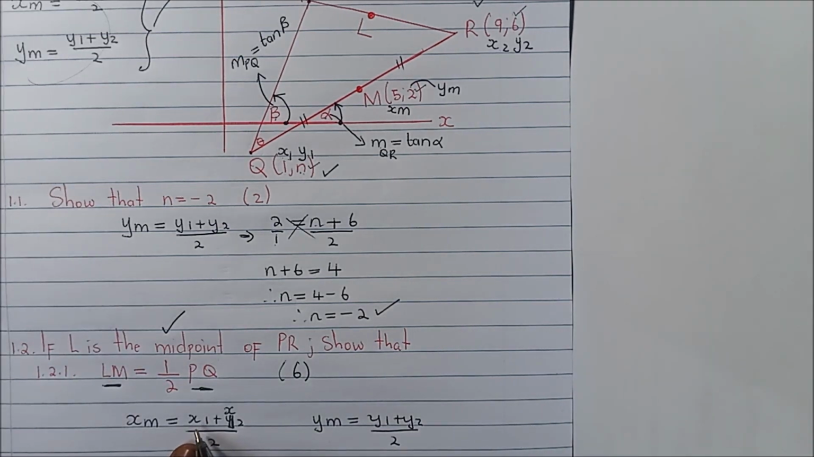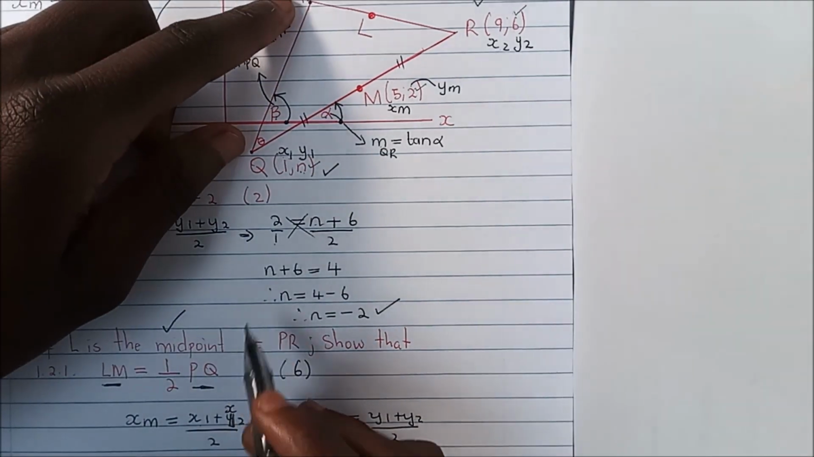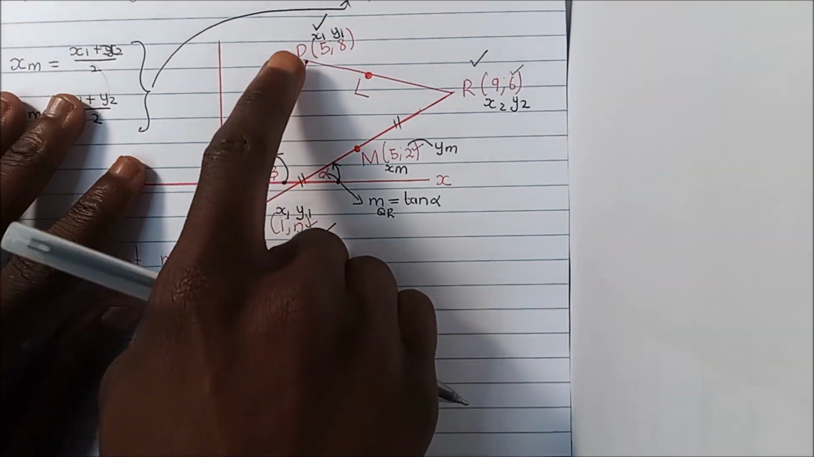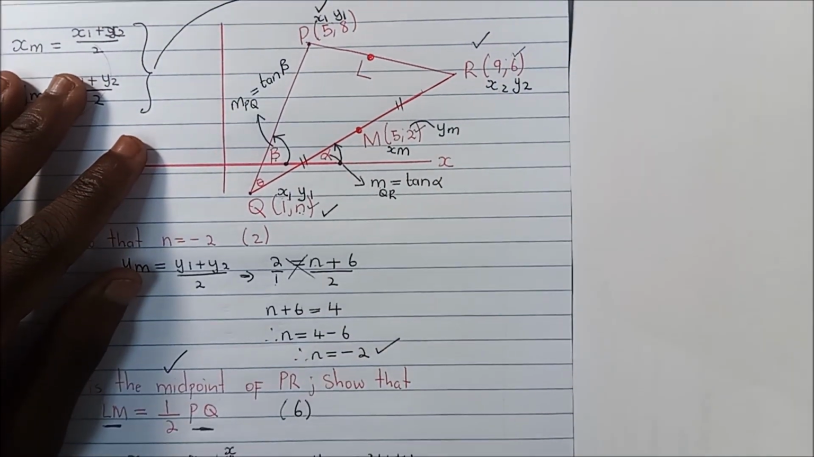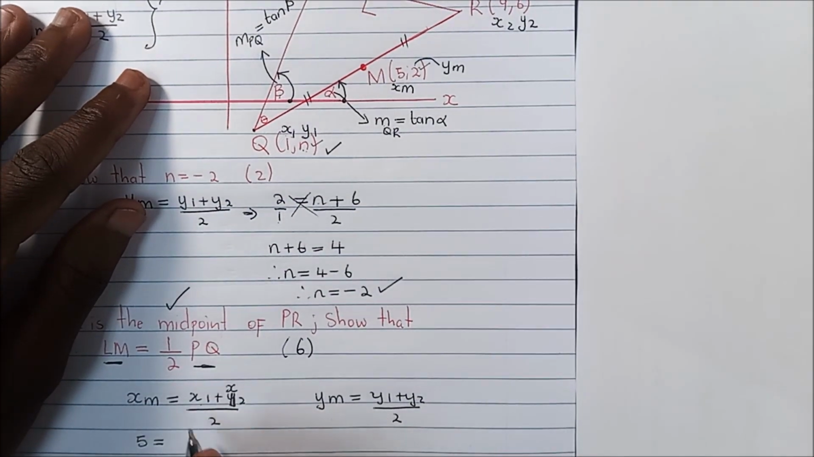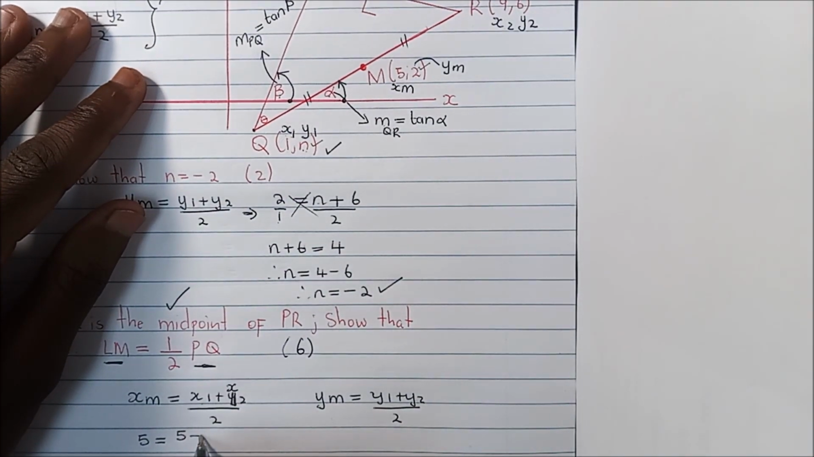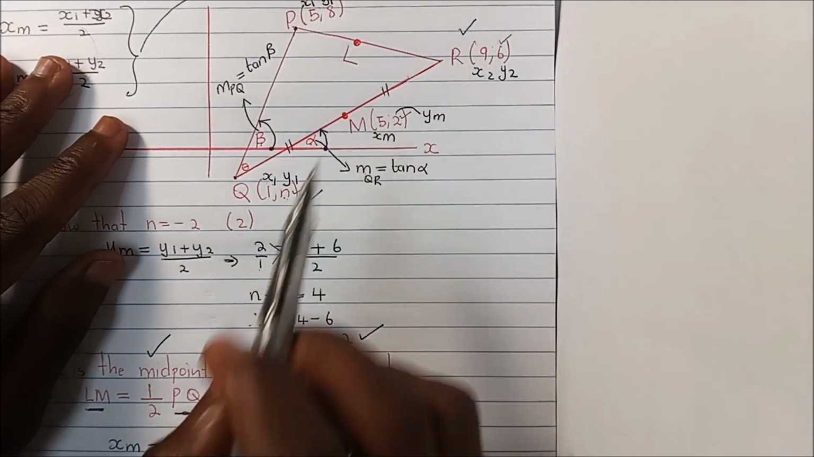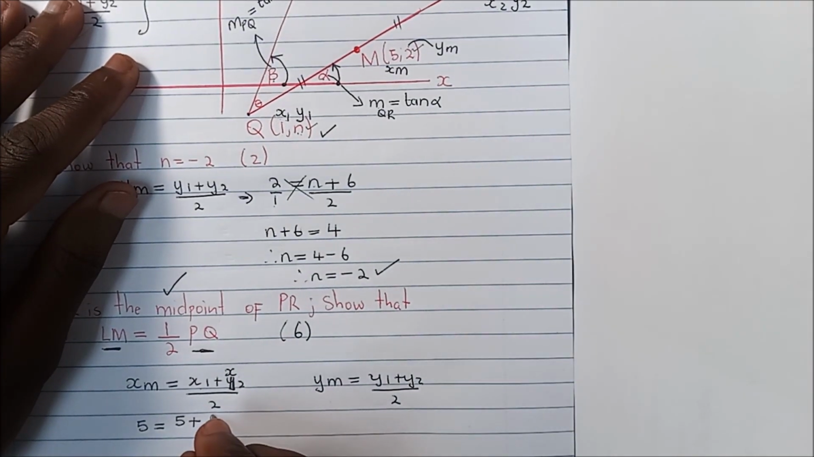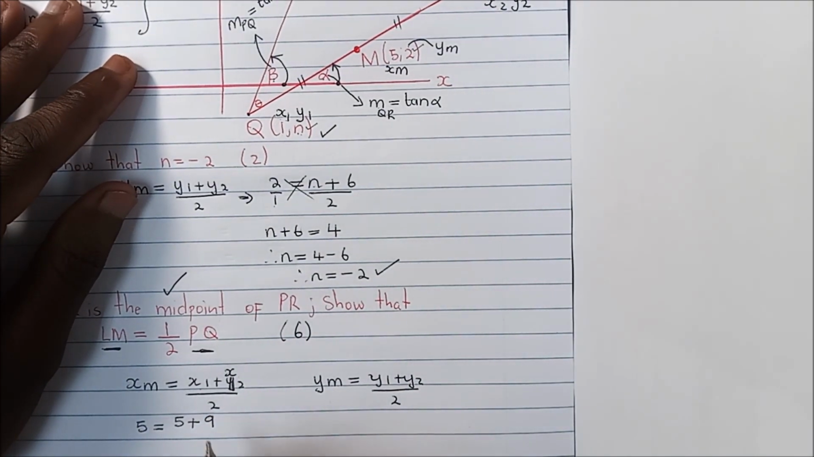And then what is our x1? Our x1, we go back to the diagram. Because we're focusing on PR, our x1 was 5. So we have 5 plus, what is our x2? We go back to the diagram. There's our x2, that is 9. So we have 5 plus 9 all over.